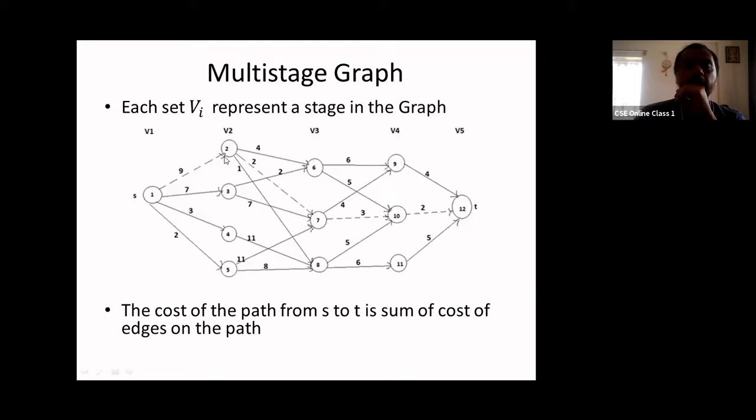The edges originate from one stage and end at another stage. You can see an edge originating from vertex 1 and ending at vertex 2, where vertex 2 lies in the second stage. Likewise, an edge originates from vertex 1 and ends at vertex 3. Vertex 3 is in stage 2 and vertex 1 is in stage 1. Same way, there is an edge from vertex 2 to 6, where 2 is in stage 2 and 6 is in stage 3, and similarly for the others.